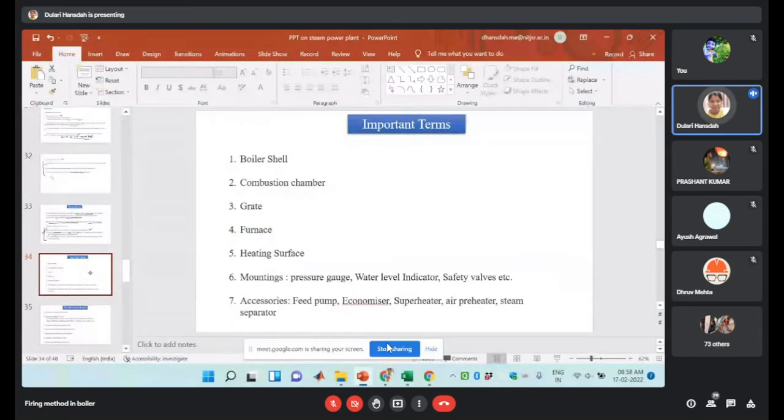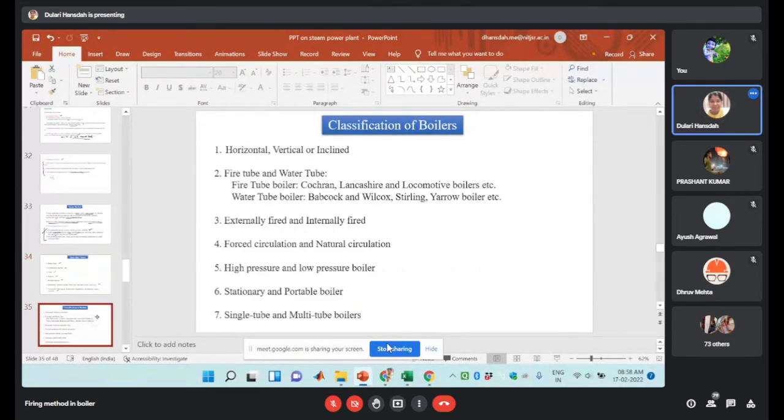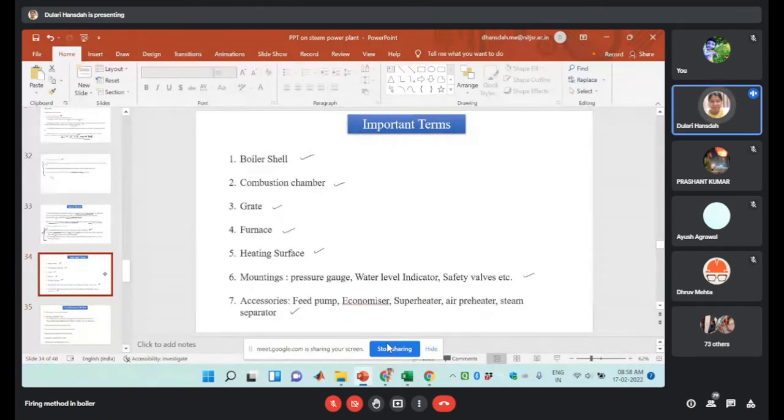The important terms associated with steam boilers are boiler shell, combustion chamber, grate, furnace, heating surface, mountings, and accessories. The boiler shell is a closed vessel inside which the combustion of fuel occurs and the generation of steam takes place. Mostly it is made of steel plates, which are riveted at different points, or welded as per the working pressure.